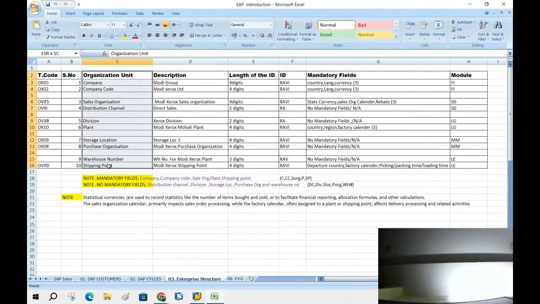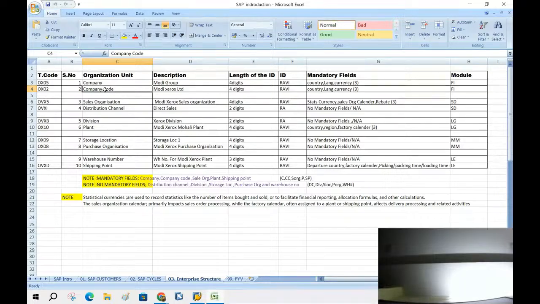Now, here in our example, what is the group we have taken? We have taken Modi group. So, outside world, whatever I call group, in SAP the equivalent terminology for a group is company. Outside world, whatever we are calling a company, for me, Modi Xerox Limited is a company. But in SAP, this level is addressed as company code.